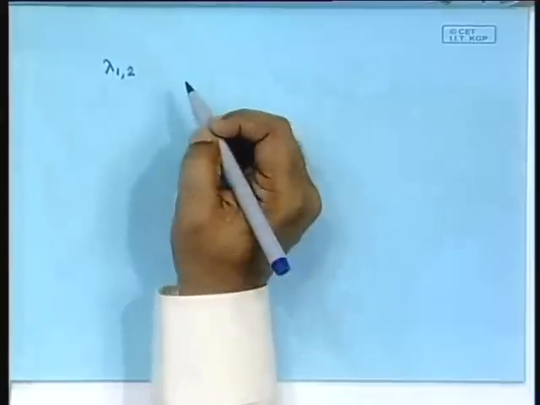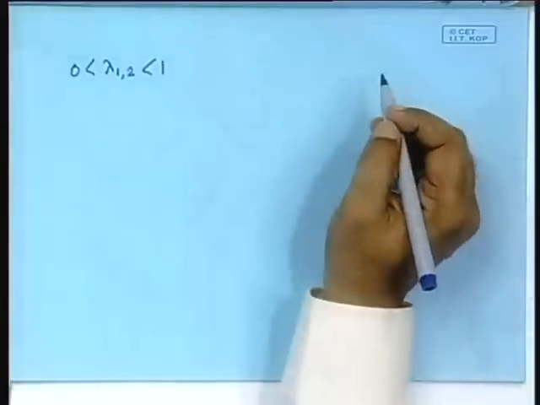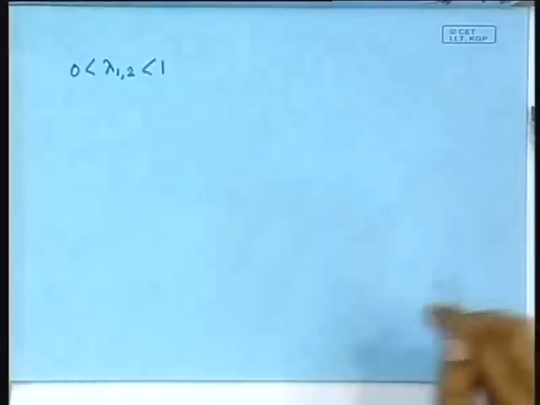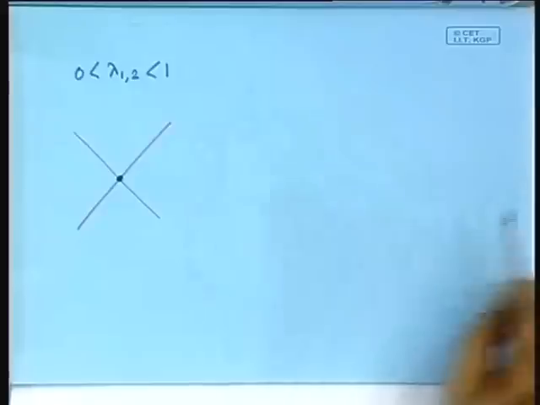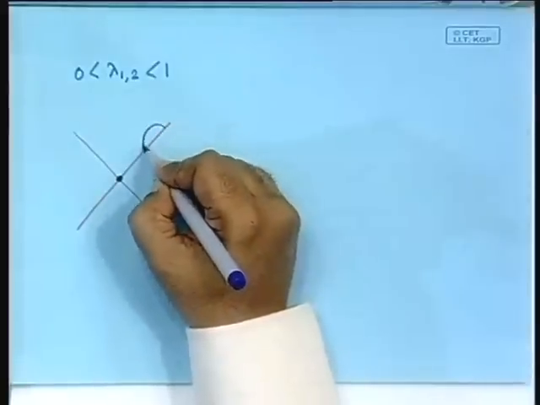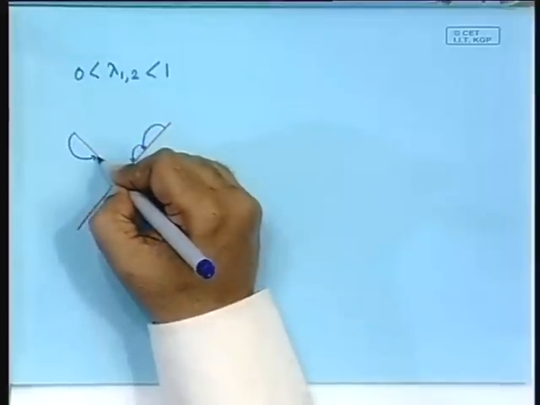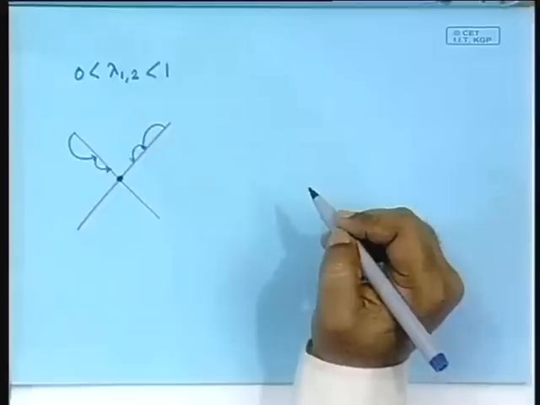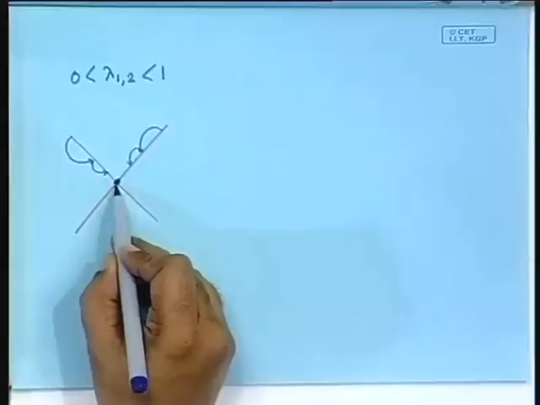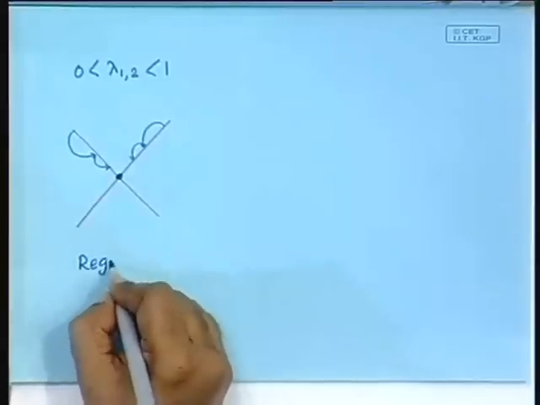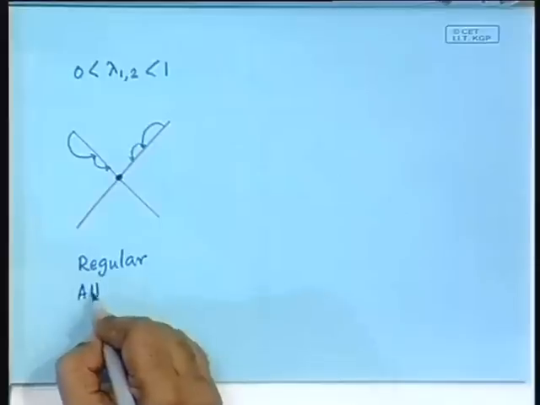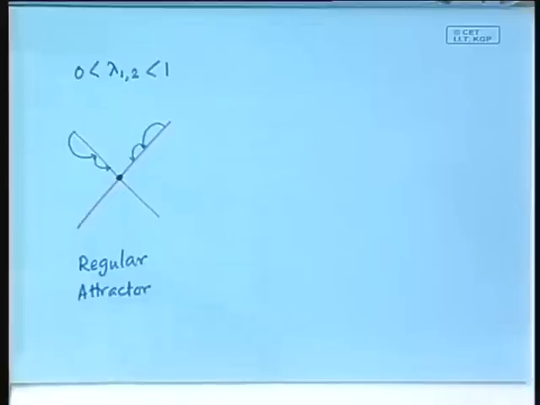So, first condition, both eigenvalues positive and between 0 and 1. Then if you have the fixed point here and if you have the two eigen directions like this, then what will be the behavior? In this direction it will be like this, in this direction also it will be like this. Okay. So, the fixed point becomes an attracting fixed point. This will be called a regular attractor.